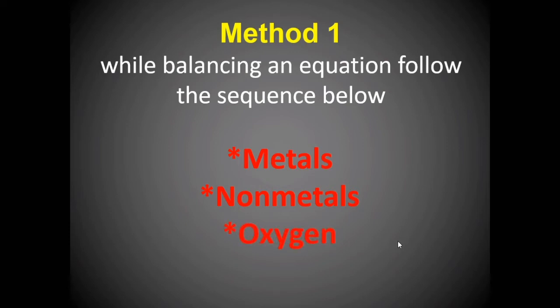After that we balance the oxygen, and after balancing the oxygen we move back to the metals, then non-metals, oxygen, and after balancing them all we move toward the hydrogen. After balancing hydrogen we again take our trip toward the metal, non-metal, oxygen, and hydrogen. We check them sequence-wise, and after that we are able to balance our chemical equation.